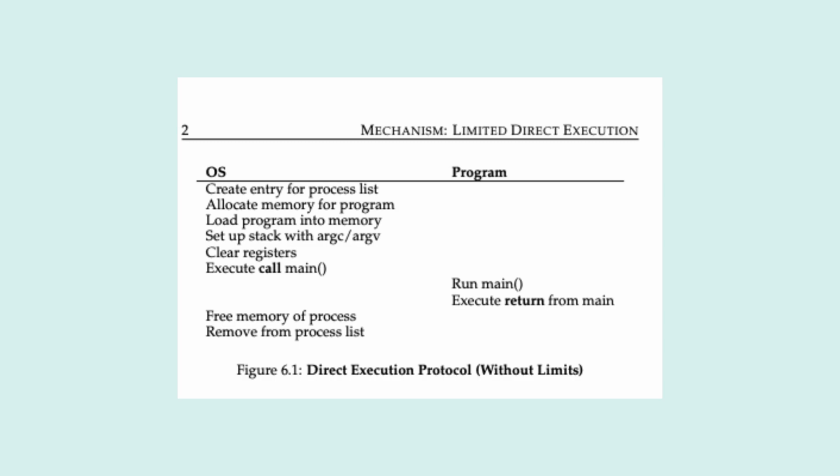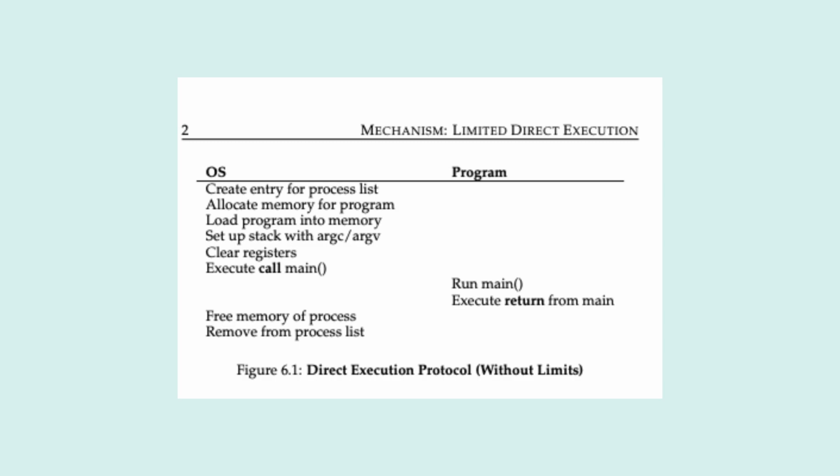The basic technique to overcome this challenge is limited direct execution. Direct execution basically means you create a process, you allocate the memory for the program, you load the program into the memory, you call the main, then the control is given to the process or the program. It will run the main, it will execute return from the main, and then the control goes back to the operating system once the process is finished running, and you free the process and remove the process from the list. Simple to understand, it's easy.